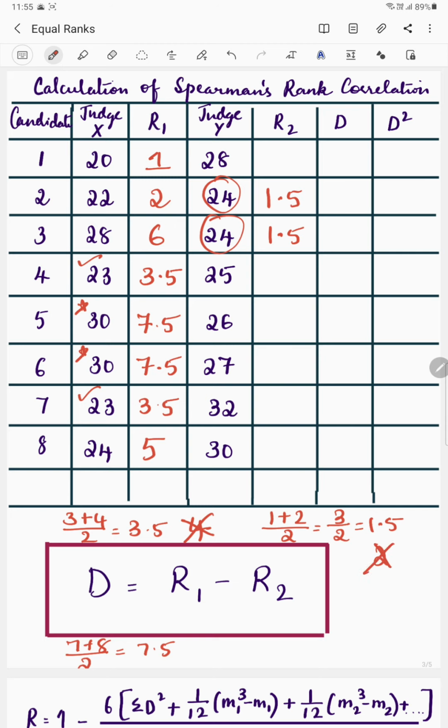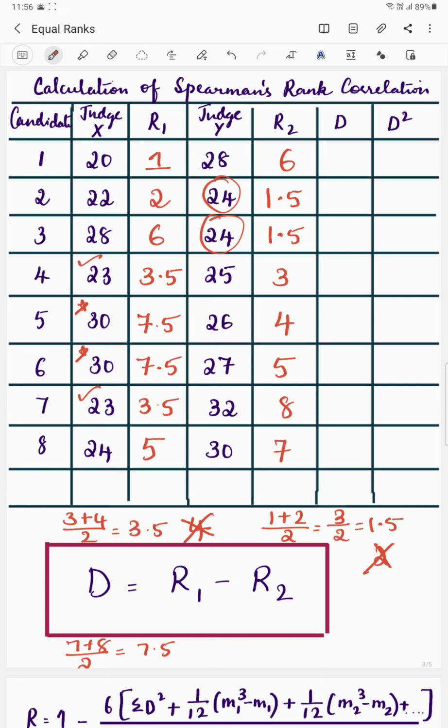Which means 2 is gone. Remember this one very important step. Now next I am going to rank the third position. So after 24 comes 25, so that is the third position. Then the fourth position, that is 26. Then the fifth position, 27. Then the sixth position, then seventh position and eighth position. Okay, so we have got ranks for both the series.